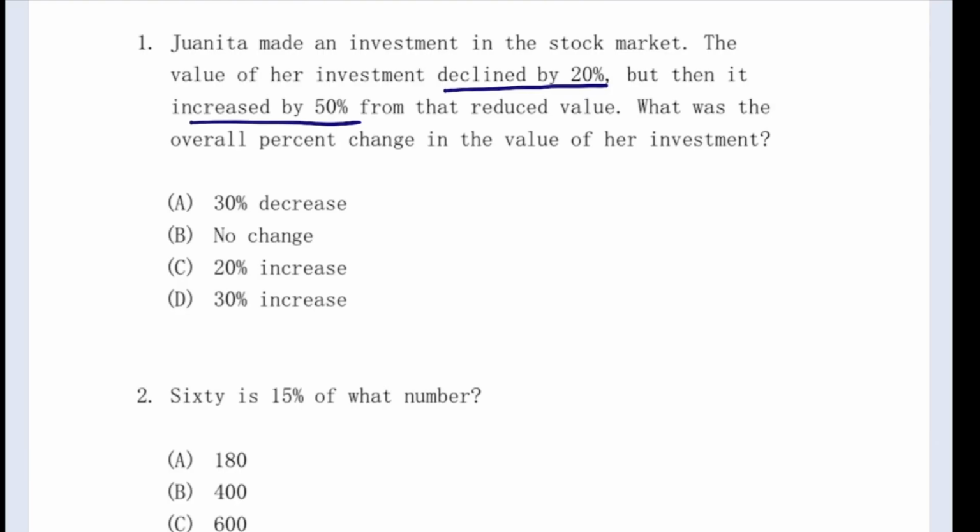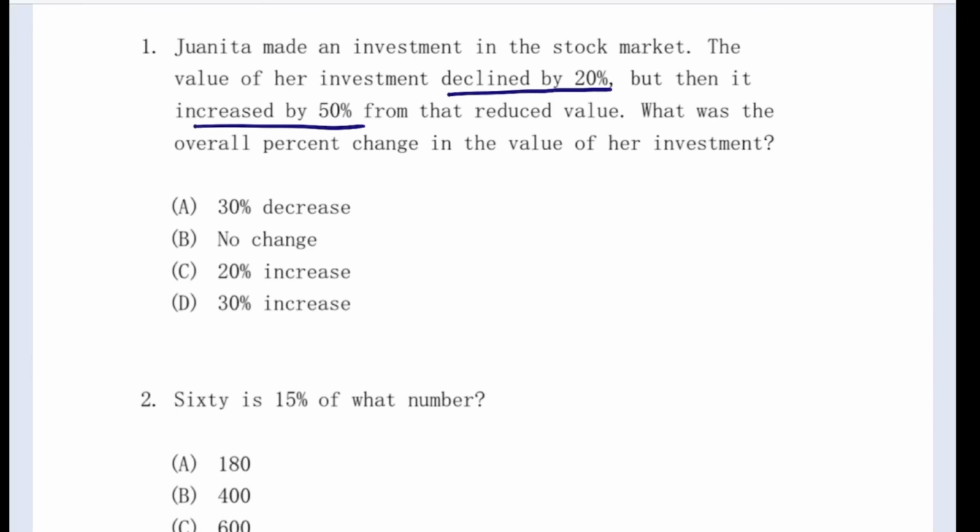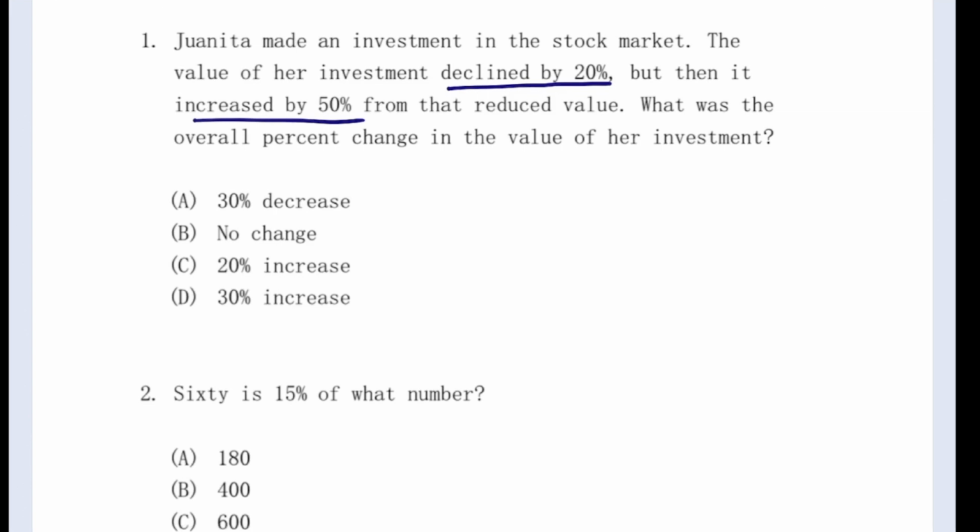So for this first problem, Juanita made an investment in the stock market. The value of her investment declined by 20%, but then it increased by 50% from the reduced value. What was the overall percent change in the value of her investment? We know that her investment declined by 20%, so we're going to say that her investment is x because we don't know what that is yet. And if it's going to decline by 20%, we know that it is then going to be 80% of whatever it was to begin with.